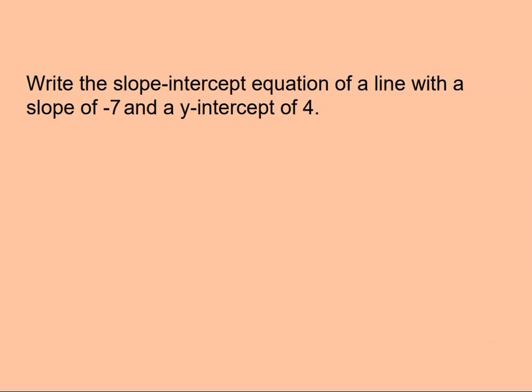Let's try another one like that. Write the slope-intercept equation of a line with a slope of -7 and a y-intercept of 4. So again, y equals mx plus b, y equals m, which is my slope. This time it's -7, x, then plus the y-intercept, and that would be plus 4. And there's my equation of my line.